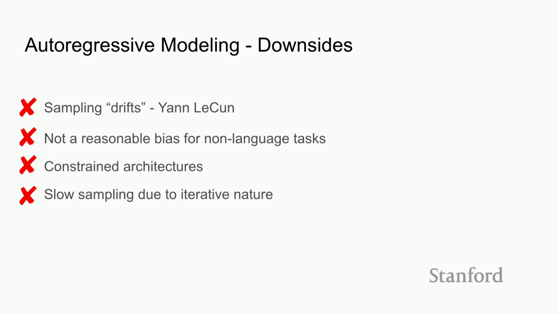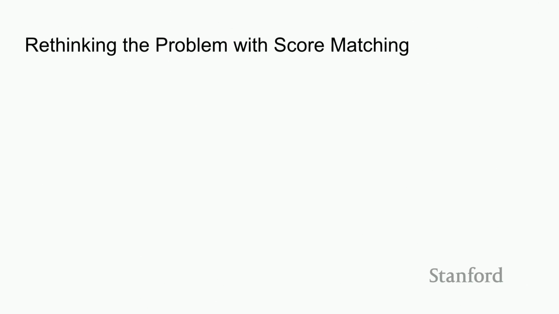And finally, because we sample iteratively in autoregressive models, generating next tokens, this is a pretty slow technique because it's rather iterative. You have to generate tokens one at a time, which is not great. So we have all these problems and benefits of autoregressive modeling. The question we need to ask ourselves is: is there something more to this?